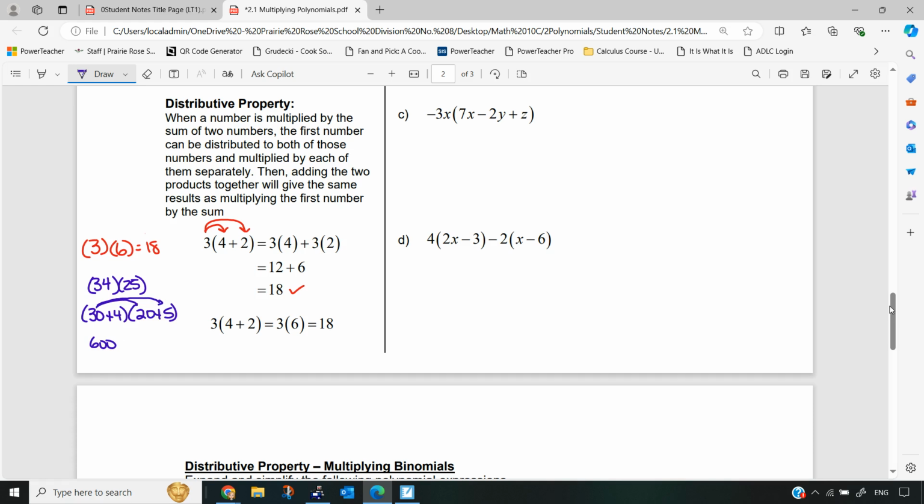30 times 5 would be 150. 4 times 20 would be 80. And 4 times 5 would be 20. 600 plus 100 is 700, plus 150 would be 850. So 34 times 25 is 850.